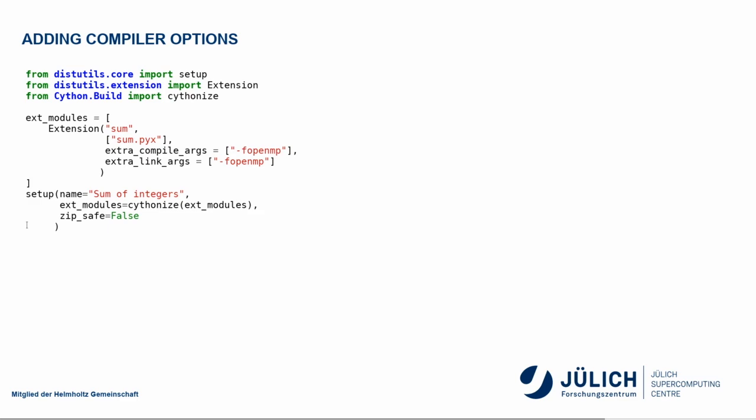You can also add compiler options here. So here I now define an extension sum. The file is sum.pyx. It takes the extra compile and link argument -fopenmp. And again, it is a sum of integers here, builds an extension module, Cythonizes it. And how to build it actually is described in the notebook.